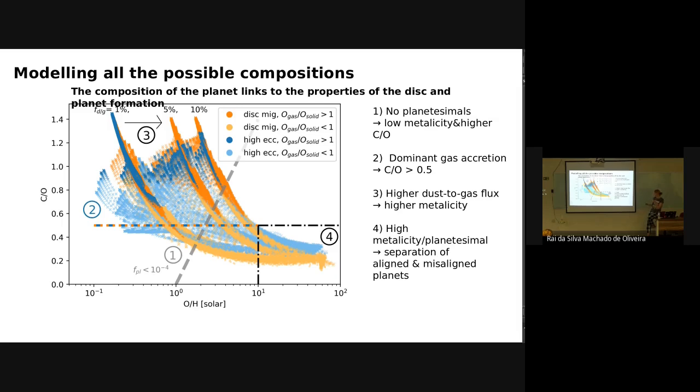And then the last point is, if we somehow find systems that have these very high metallicities above 10, then actually we are in a regime where we should see a clear split between those planets that are aligned and those planets that are misaligned. So the ones that are misaligned should have a higher C/O ratio relative to those that are aligned. And if we could observe this, then we would have really also a good indication that this orbital mechanism, shifting them from being aligned with the spin axis relative to being misaligned, is actually the mechanism that leads to these different populations of planets.